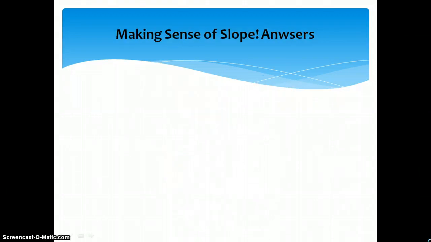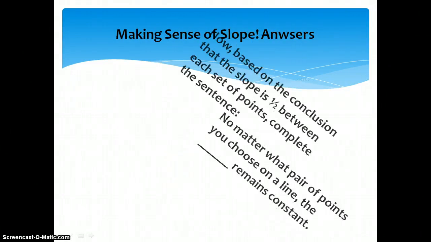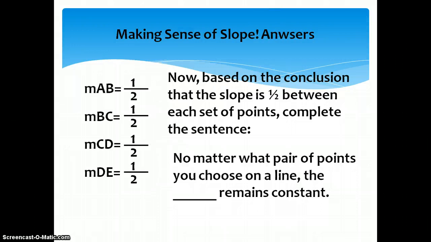Okay, so what do you notice about the slope between the points? Between each set of points, the slope is 1/2. Therefore, we can complete the sentence. They are always the same, always 1/2. This proves that no matter what pair of points you choose on the line, the slope remains constant.